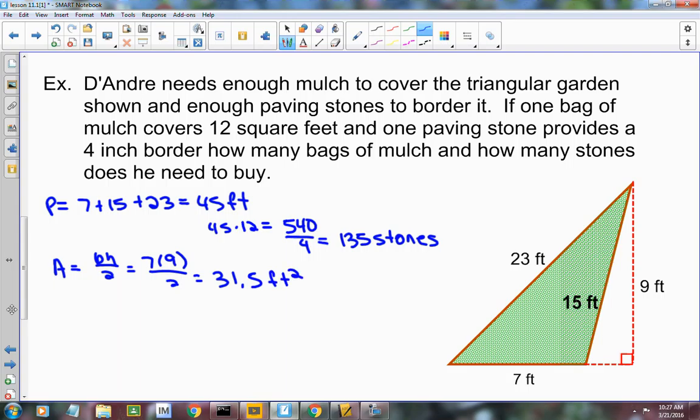square feet. Now, it says mulch covers 12 square feet. So how am I going to figure out how many bags of mulch I need? Divide it by 12. And I think it ends up being 2.625 bags, right? Can you buy 2.625 bags? No, so how many bags do we need? I have to go up because if I went down, it wouldn't be enough.